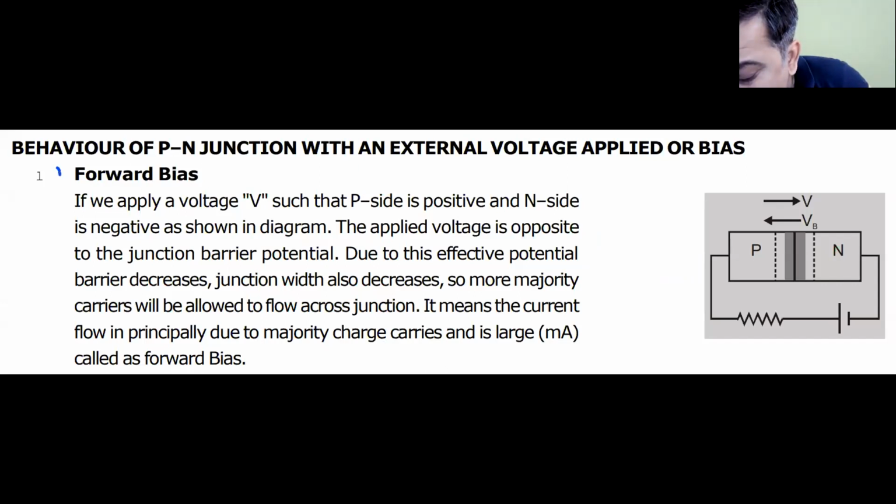One is known as the forward bias. One is forward, the other one will be reverse. Now, what is a forward bias? The diagram is right there in front of your eyes. Do you see the diagram? Yes or no? Shall I make it bigger, or is it good enough for you to see the diagram?